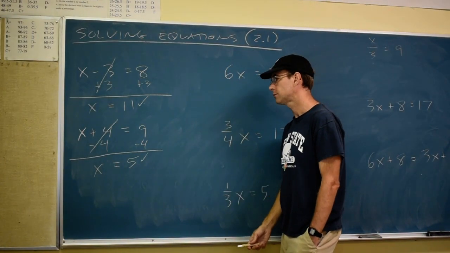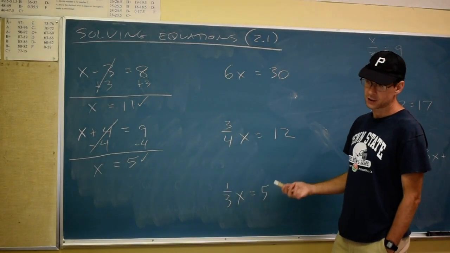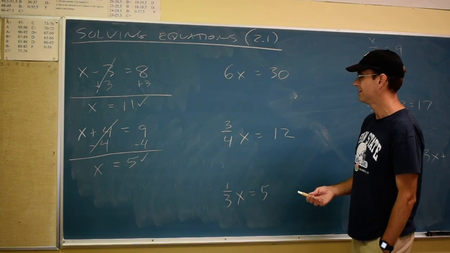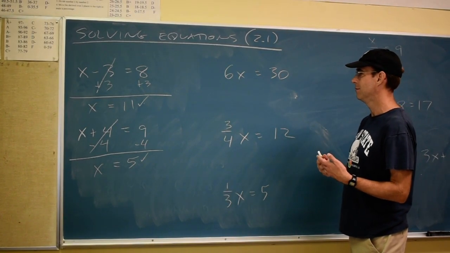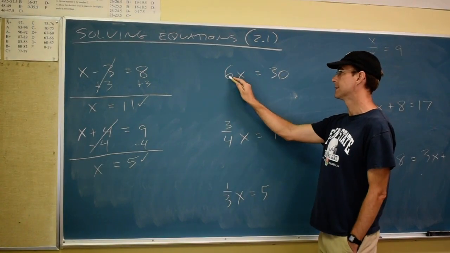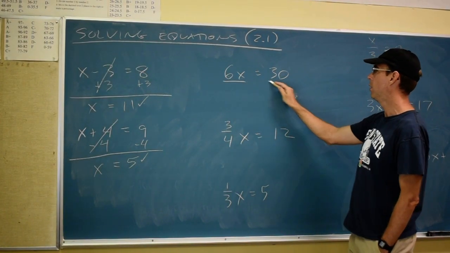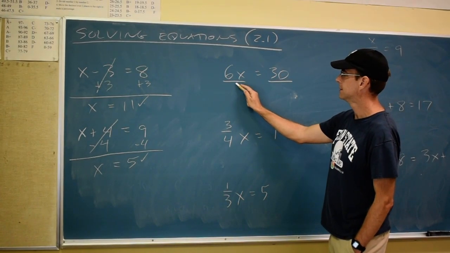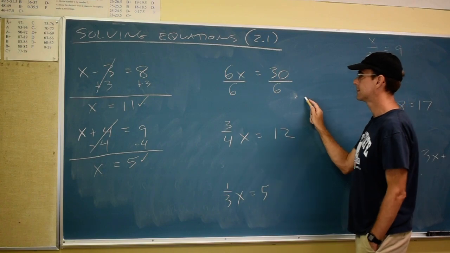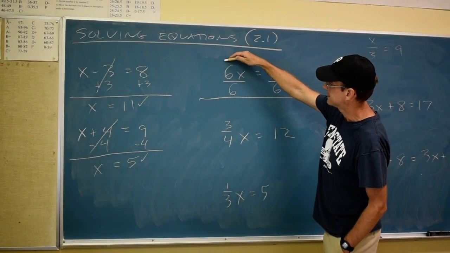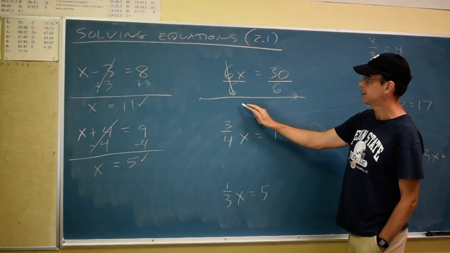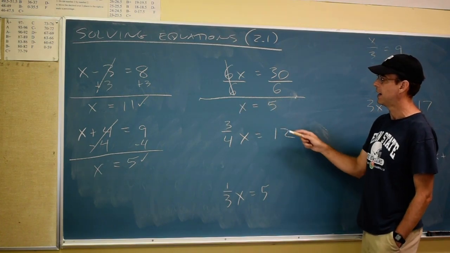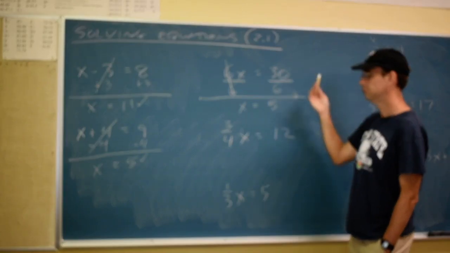Put a little check. There's also a thing called the division property of equality, or the multiplication property of equality. The division and multiplication are sort of the same. This one, since the 6 is multiplying the variable, I'm going to want to divide. Usually we do the fraction more to show division these days. So divide by 6s. Multiplying 6 and dividing 6 causes elimination. The variable is left standing. 30 divided by 6 is 5. Checking it, 6 times 5 is 30.